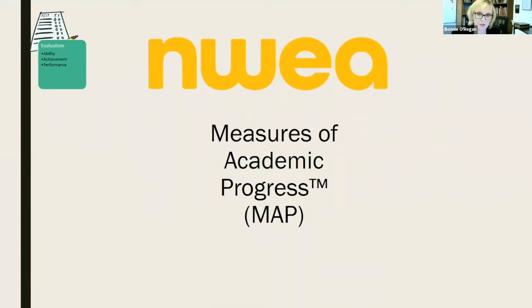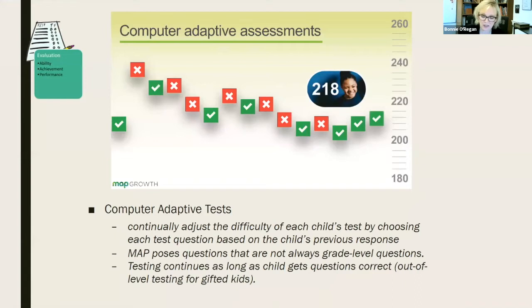The STAR assessment gives us a good screening measure, but we will be using the Measures of Academic Progress, or the MAP test, for reading and/or math. Like the STAR test, it's computer adaptive. This continually adjusts the difficulty of the student's questions by choosing each question based on the student's previous response. So kids cannot move backward.